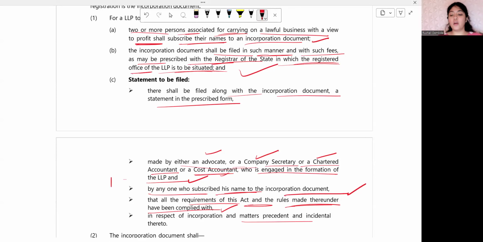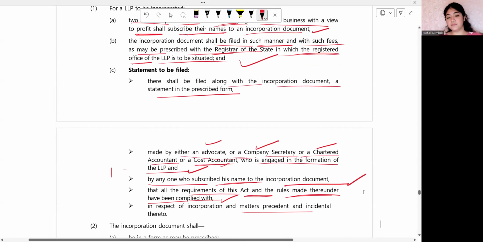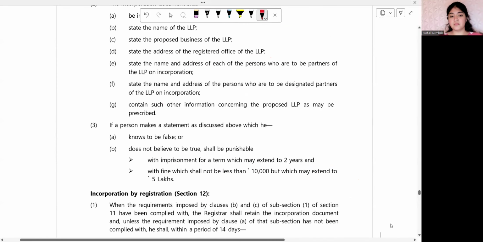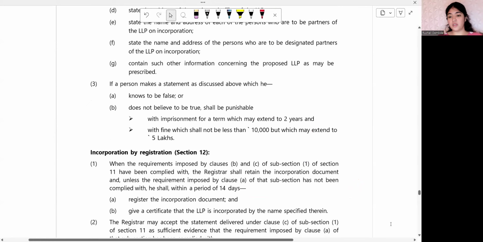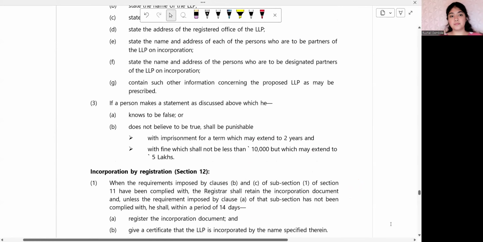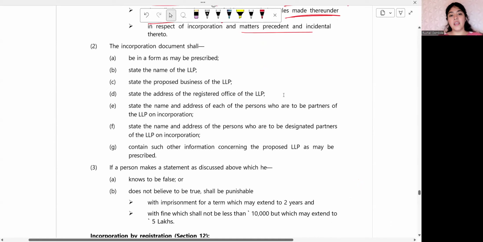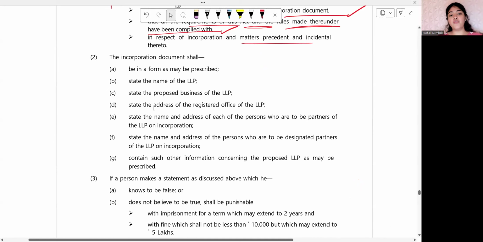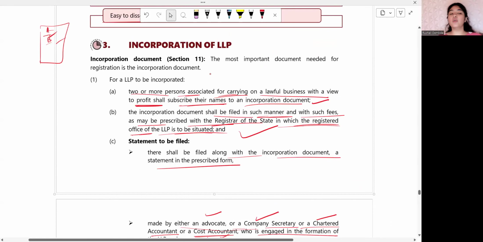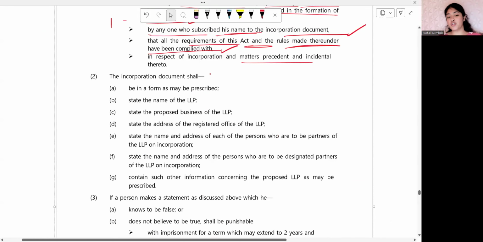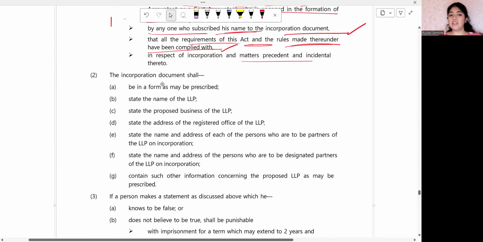Incorporation document shall be in a form as may be prescribed. They'll give you a form, and in that manner only you have to make your LLP incorporation document. We saw a sample. In a similar manner, they can have your incorporation document.